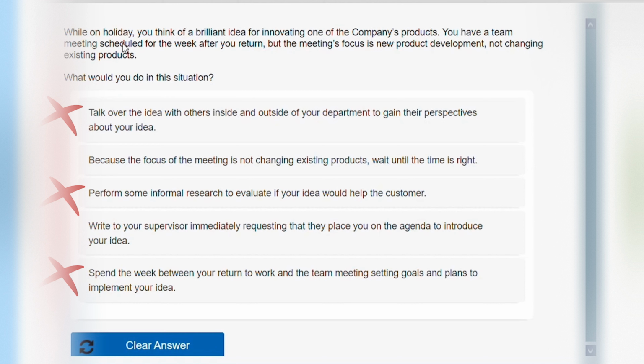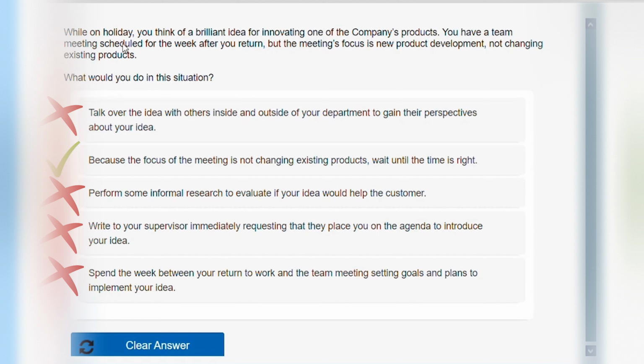Now we're left with option number 2 and option number 4. In option number 4, you're again putting the onus on the supervisor and asking him to push yourself into the agenda, which is not the right way of managing things and doing things by using kind of a superior person to make a spot for yourself in the agenda.